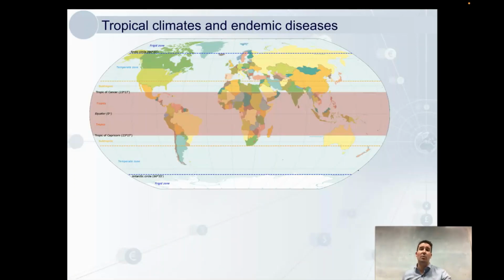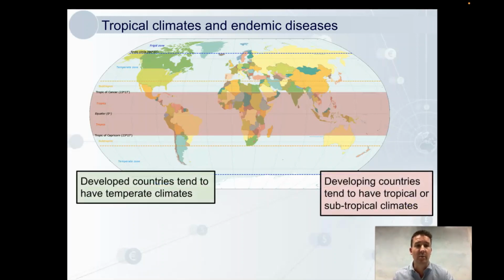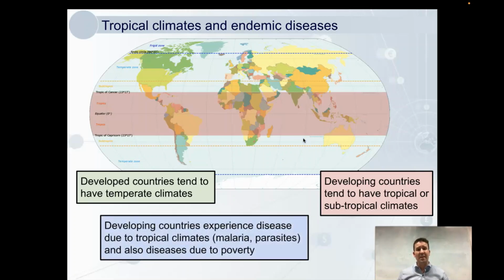Okay, and lastly, the tropical climates and endemic diseases. I talked about this a little bit before. Developed countries tend to be in the temperate climates, so Europe, most of Australia. Developing countries tend to be in the middle of the earth, so tropical and subtropical climates. That can make it hard for them because they can experience disease due to tropical climates, so malaria, some sort of parasites, as well as the endemic diseases due to poverty. But also in the tropical climates, the weather can be a lot more extreme, which can make it hard for them to develop industries.